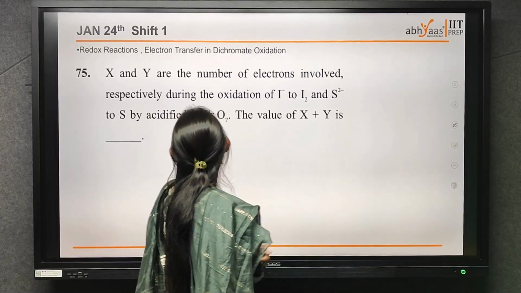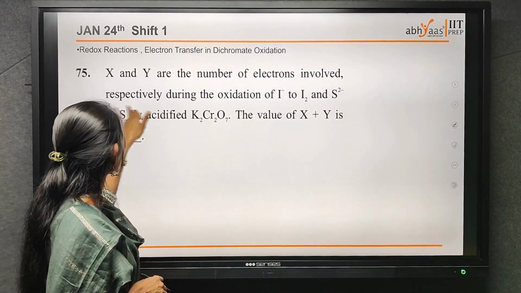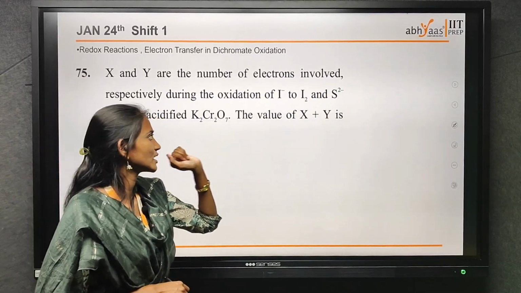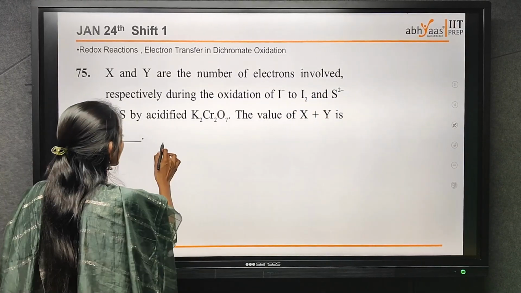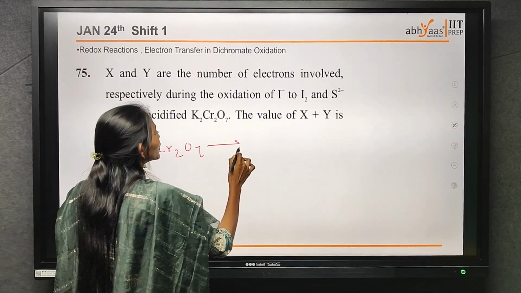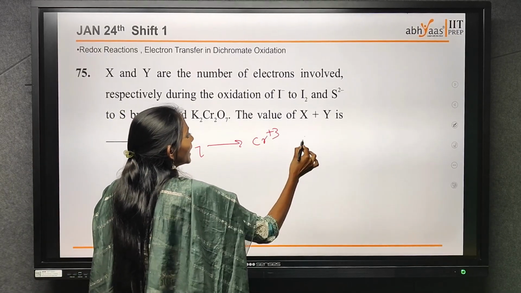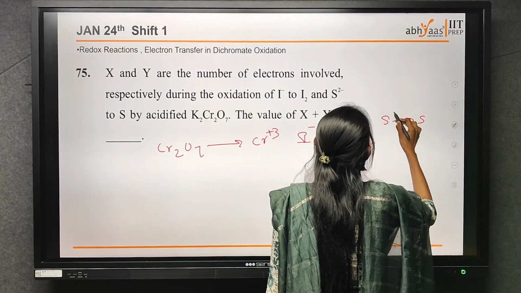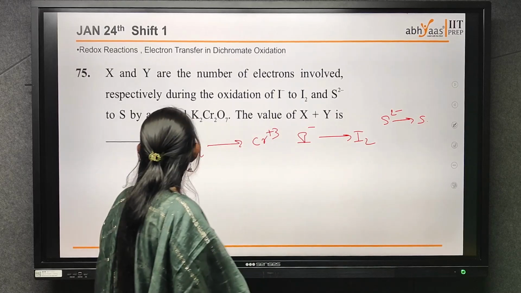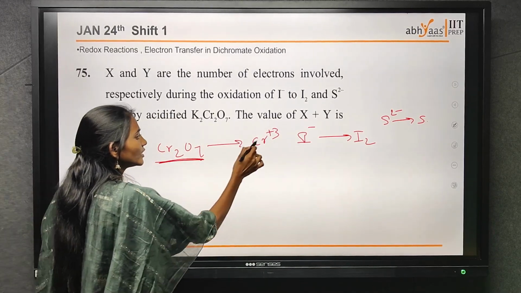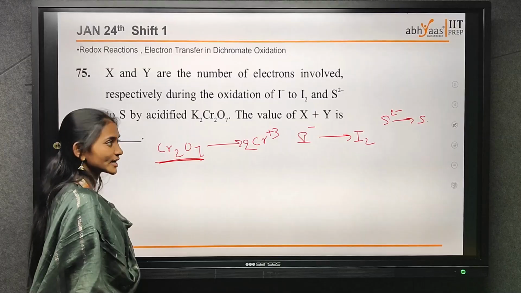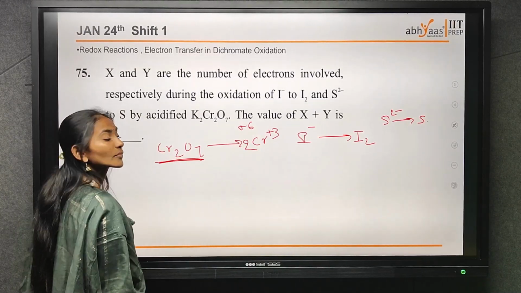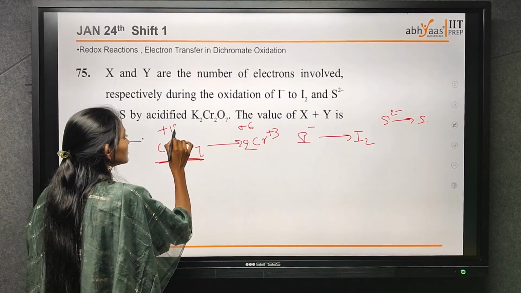And moving on to next question, X and Y are the number of electrons involved respectively during the oxidation of I- to I2, S2- to S by acidified K2Cr2O7. The values of X and Y they are asking. Cr2O7 2-, you are getting Cr3+, right? And I is you are getting I2 and S is getting S, right? So here what is happening, for 1 chromium 3+ means that we are getting 2 chromium atoms, right? For 1 chromium we are having +6 oxidation, means for 2 chromiums how much are we having, that means 12, right?